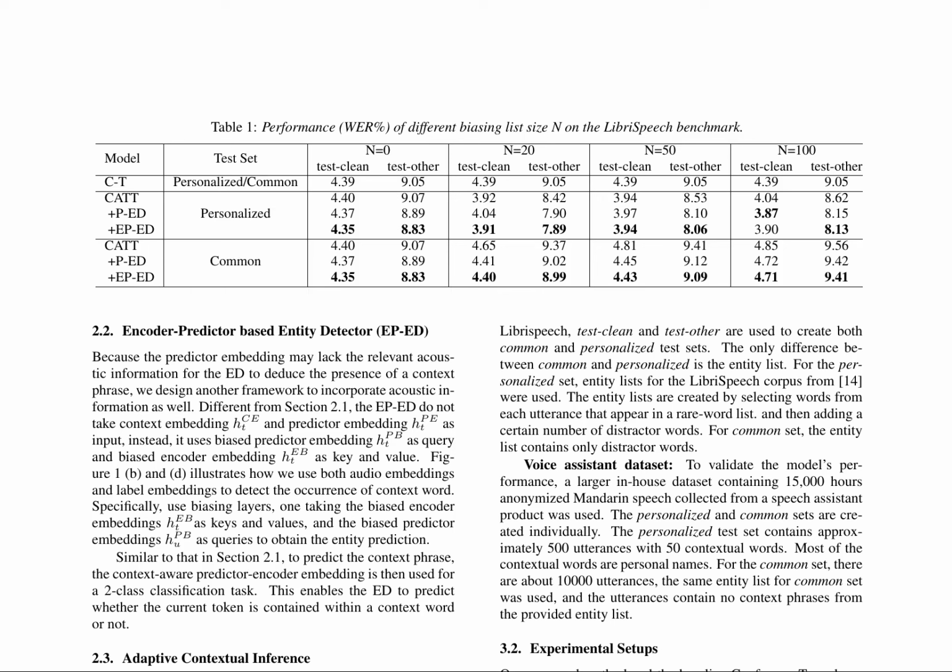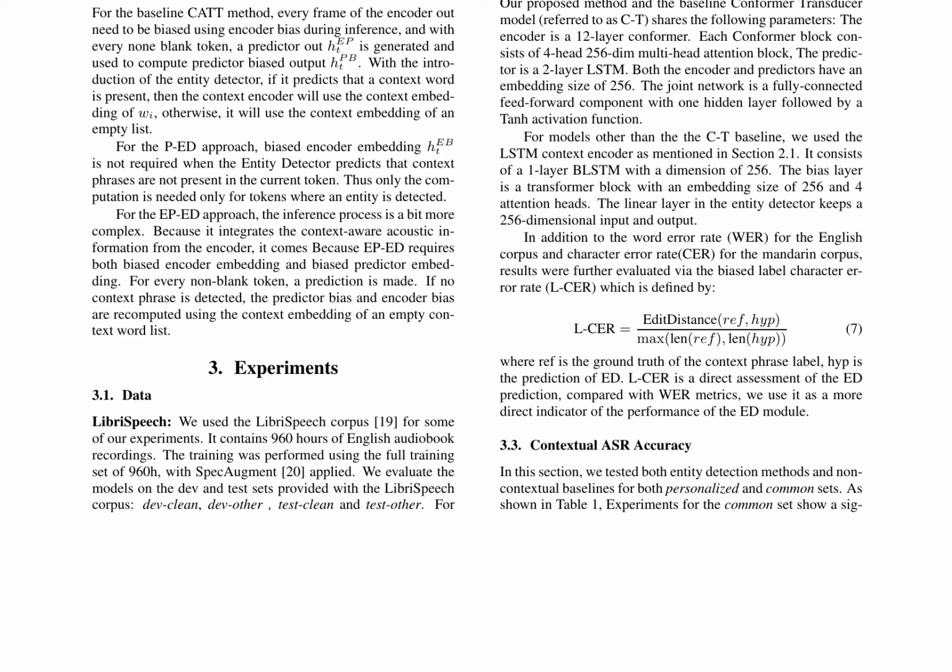The research paper discusses a novel approach to reduce the word error rate (WER) increase in common scenarios introduced by biasing modules. The authors propose an adaptive method based on an entity detector that predicts context phrases in utterances and calculates cross-entropy loss on these predictions to train the entity detector to filter out irrelevant entity lists during inference. The approach is evaluated on the Librispeech benchmark and an in-house voice assistant dataset.